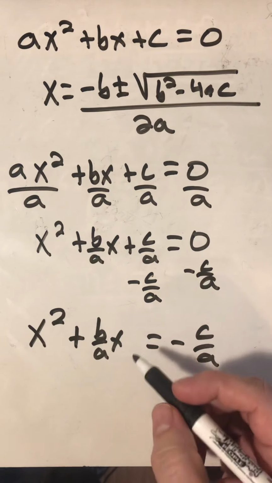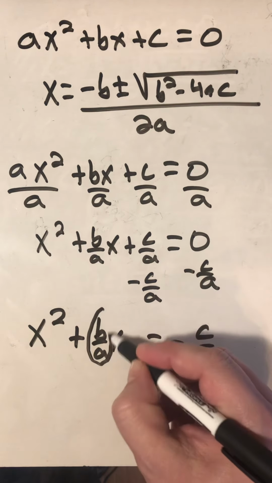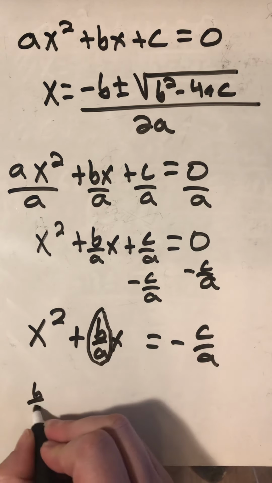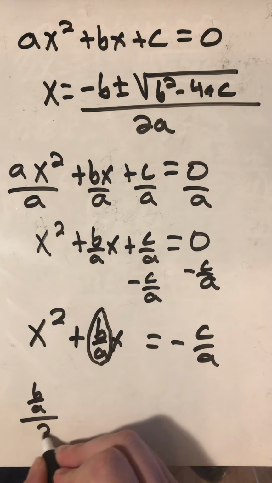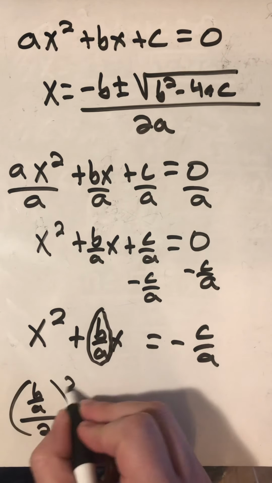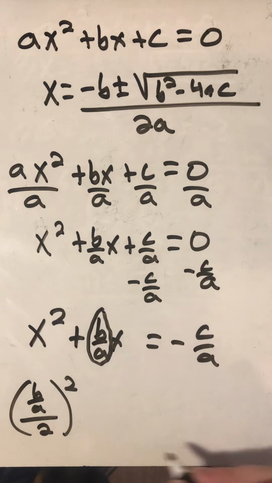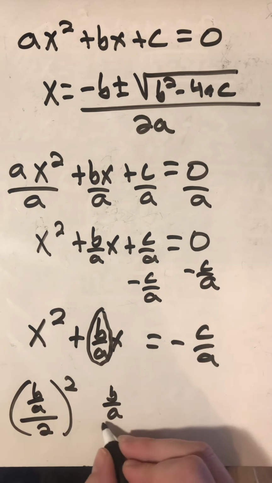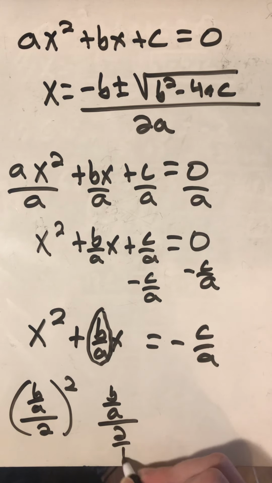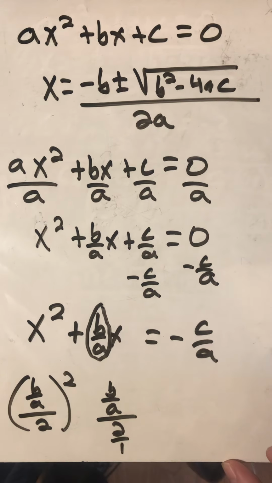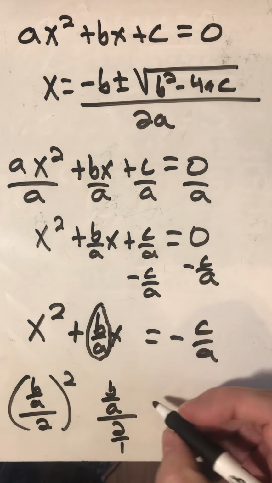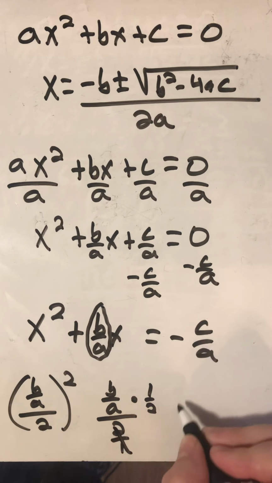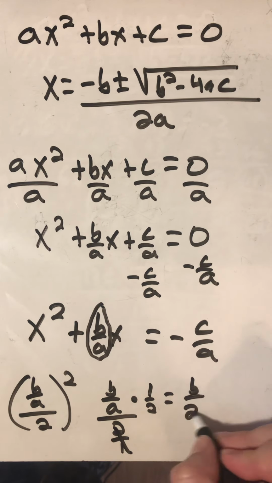All right. Now we need to find the term that completes our square. Remember, we take this term right here, divide it by 2, and square it. So we're going to take the b over a, divide it by 2, and then we're going to square that. Okay, guys? Before we square it, let's simplify. If I've got b over a divided by 2, remember, I could write that as 2 over 1. And here we've got a fraction divided by a fraction. And remember, whenever you do that, you multiply by the reciprocal, 1 over 2. So that's going to be b over 2a.